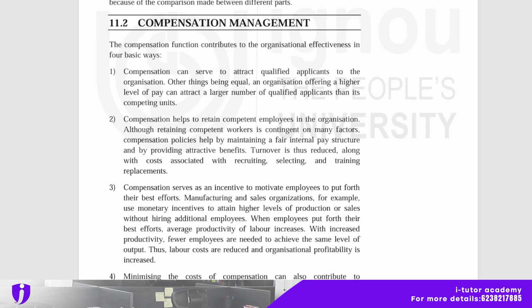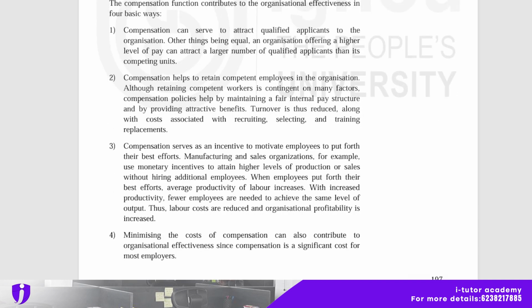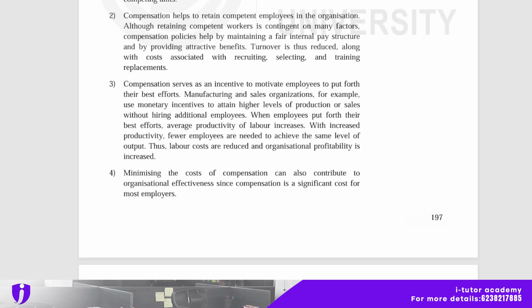Next is compensation management. The compensation function contributes to organizational effectiveness in four basic ways. First, compensation can serve to attract qualified applicants to the organization. Other things being equal, an organization offering a higher level of pay can attract a larger number of qualified applicants than its competing units. And second, compensation helps to retain competent employees in the organization.